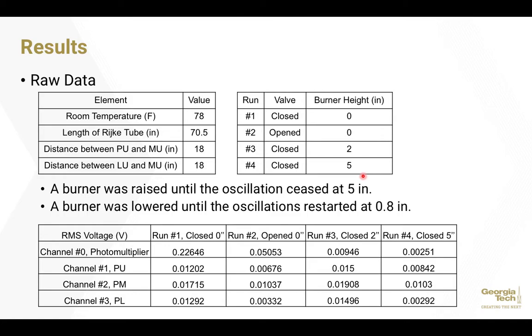The 4 conditions include the closed valve and 0-inch height, the open valve and 0-inch height, the closed valve and 2-inch height, and finally the closed valve and 5-inch height, at which the acoustic oscillations ceased. We also checked the height when the oscillation restarted, which was 0.8 inches. The bottom table shows the root mean square fluctuation of the pressure field in voltages at 4 different conditions.